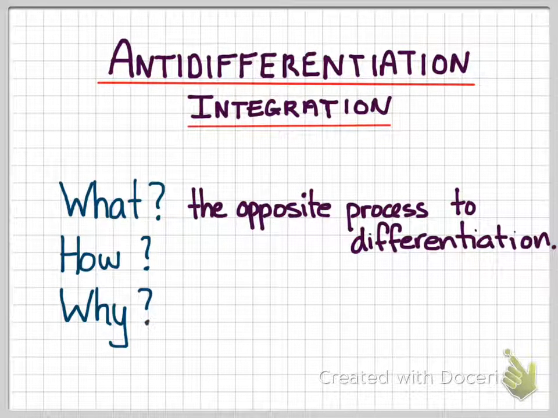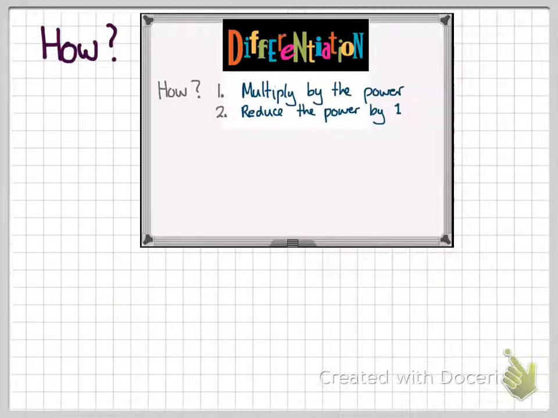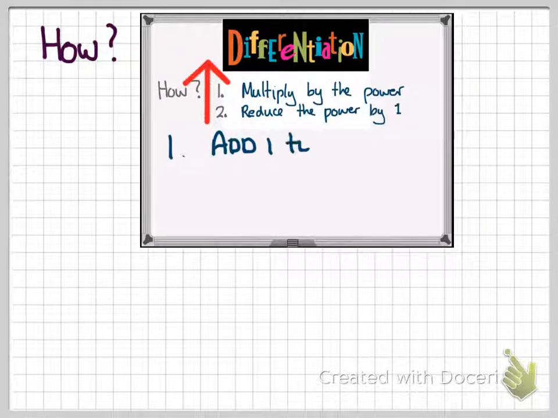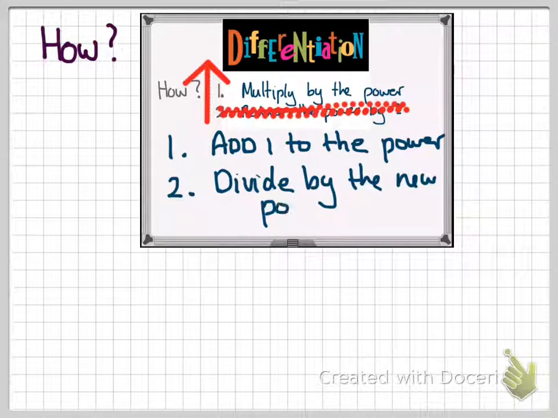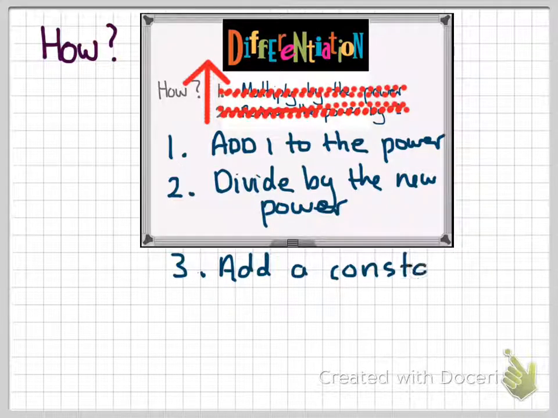We reverse the process. So how do we do it? Well, we're going to reverse the process of differentiation. We're going to start with number 2 and work backwards to number 1. Instead of reducing the power by 1, we're going to add 1 to the power. Instead of multiplying, we're going to divide, but we're going to divide by the new power. We're also going to add a constant.